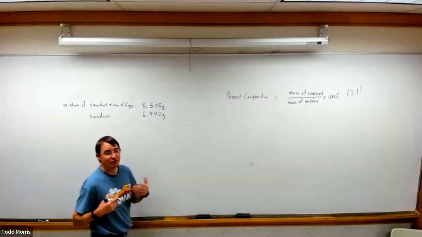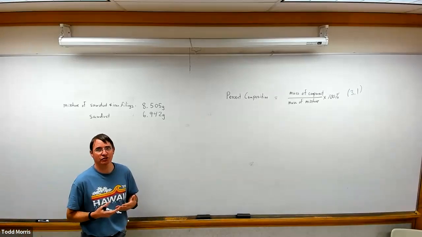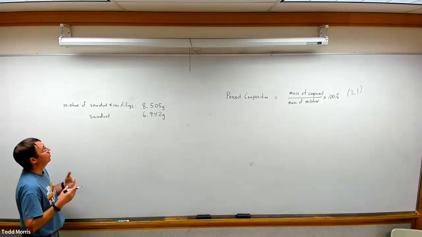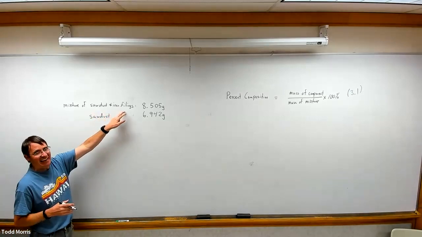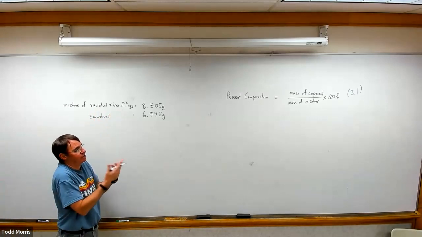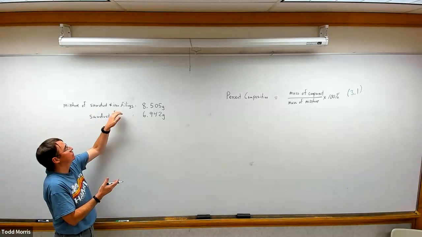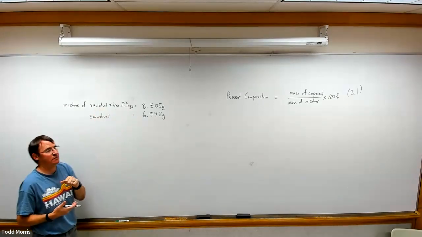In this scenario, a student wants to determine the percent composition of her mixture. Her mixture, she was told, is simply a mixture of two components, sawdust and iron filings. And she wants to determine what percent of this mixture by mass is due to the iron filings and what percent by mass is due to the sawdust that's present.